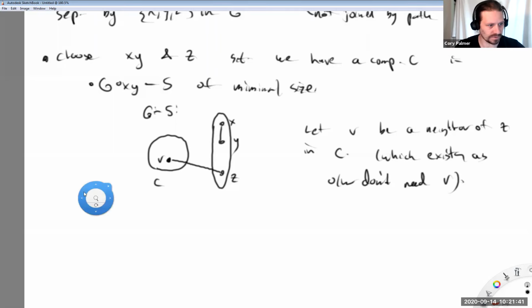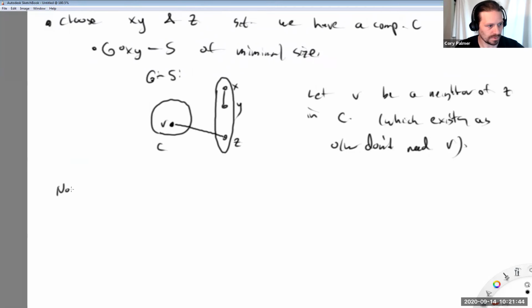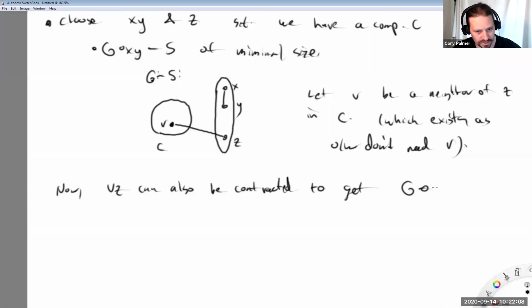Okay, so now this edge VZ is going to be my candidate to replace XY. VZ can also be contracted to get G contract VZ, which is not 3 connected, right? Every edge contraction in G results in a graph that's not 3 connected. So we could have used this one as well, okay?